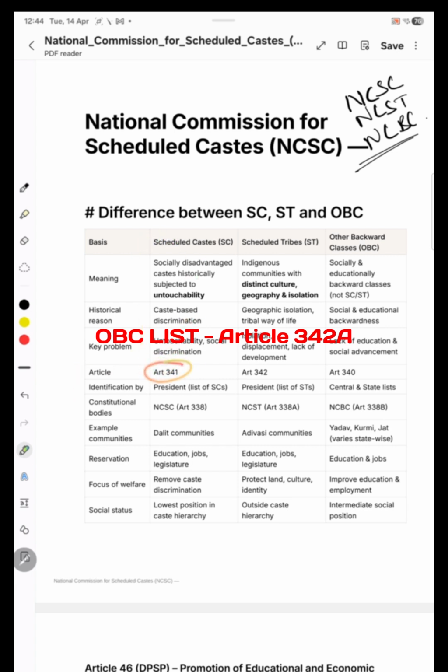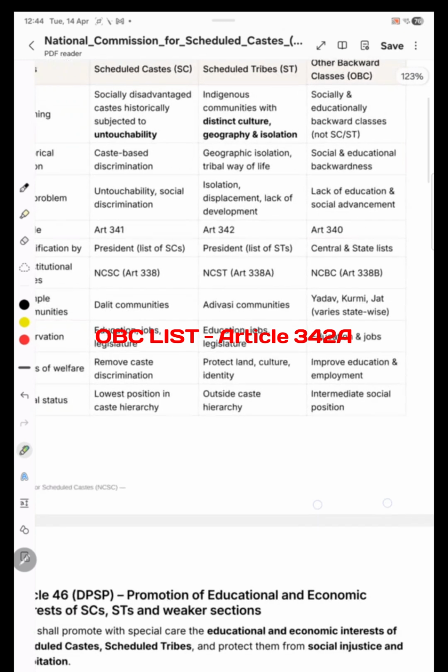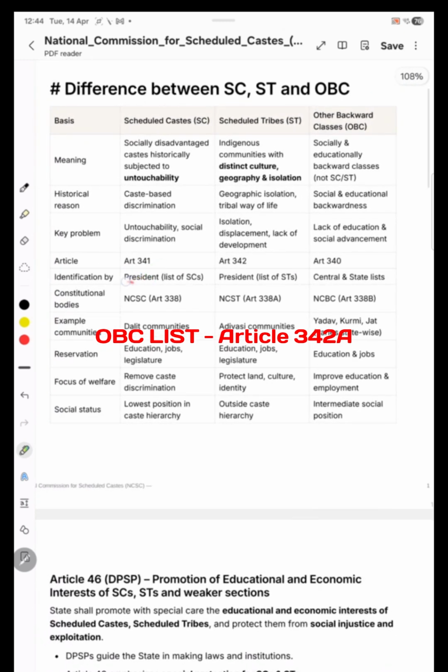So there are three articles in the Constitution which mention these castes. For Scheduled Caste, Article 341, Scheduled Tribe 342 and OBC Article 340. Now, identification of these three is done by the President. He prepares the list of Scheduled Castes, and the list of Scheduled Tribes, and under 340 other backward classes. Both the Centre and the State prepare their separate lists for OBCs, right?